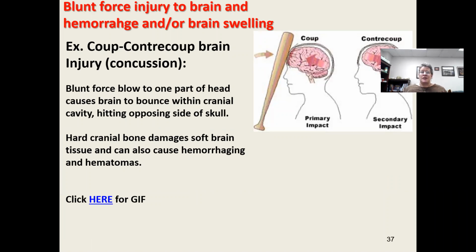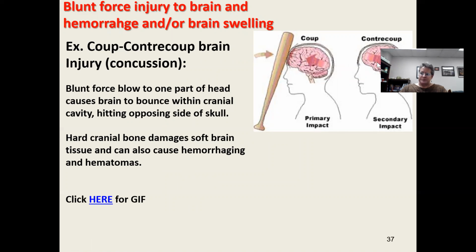Most people have not heard the term coup-contracoup. Now, what happens with this is blunt force trauma to the head, which can happen if you get hit, if you fall, anything like that. So this image up here shows someone hitting someone with a bat. Well, any kind of fall causes the initial injury to the brain. That's the coup part of the impact.